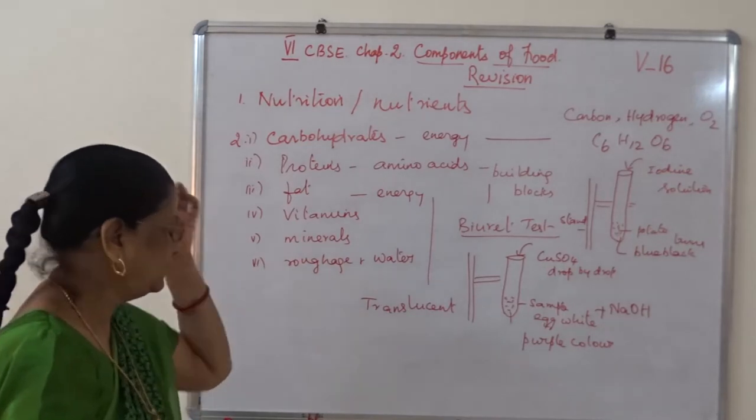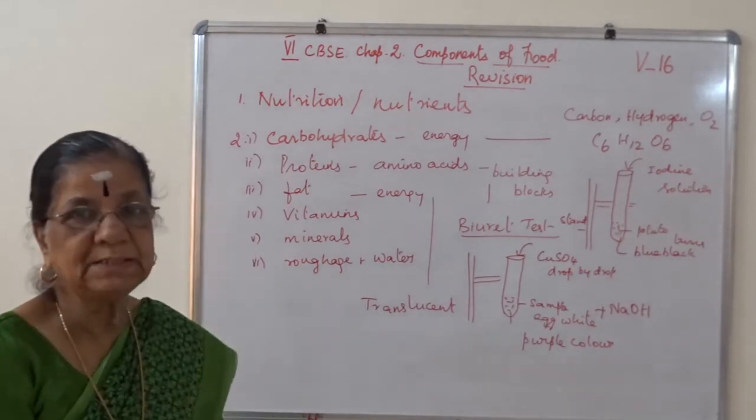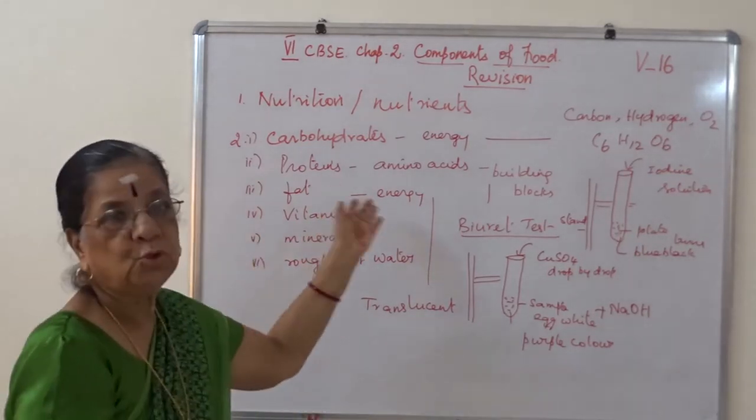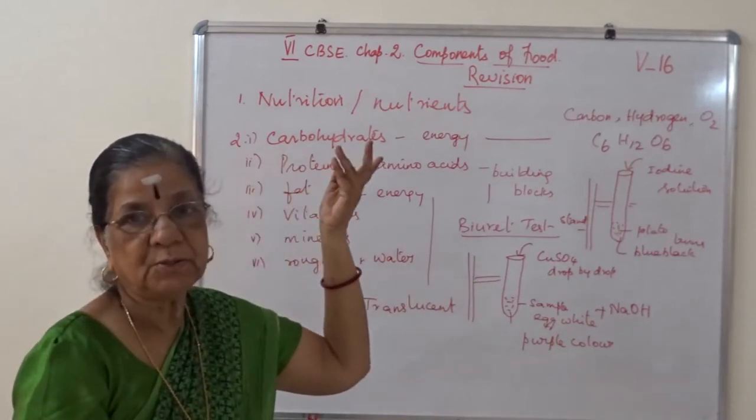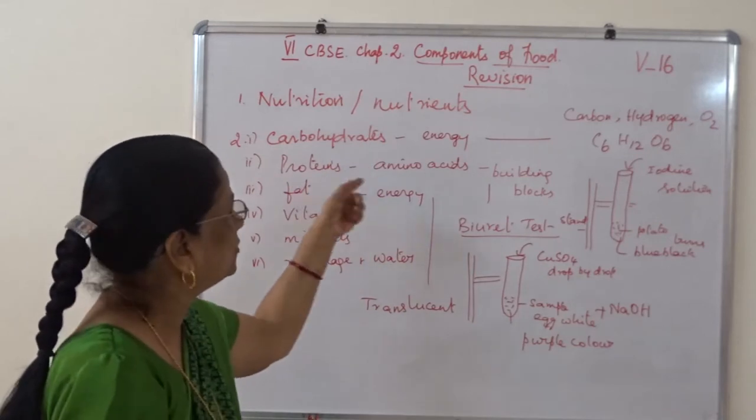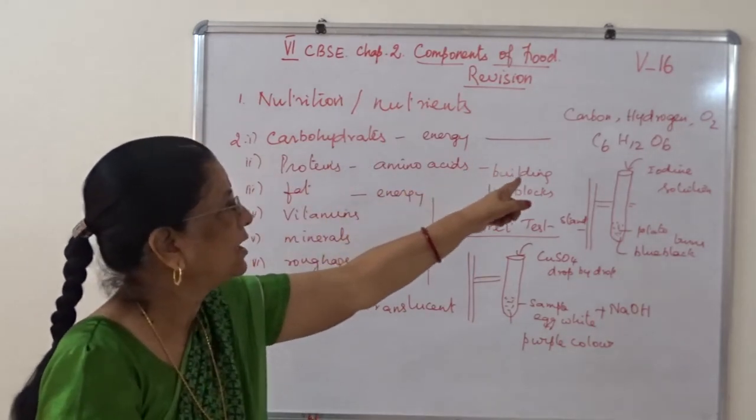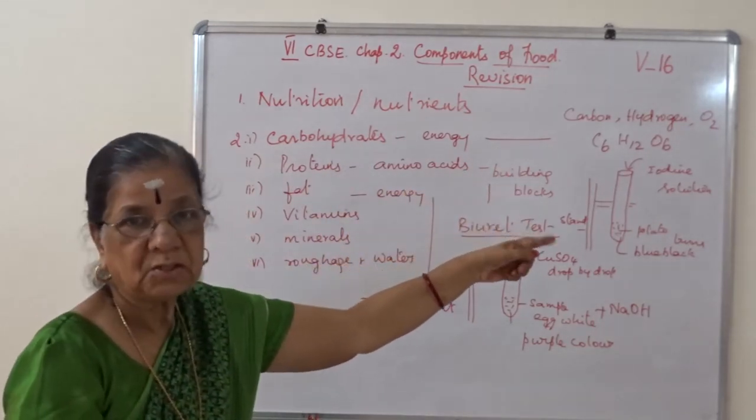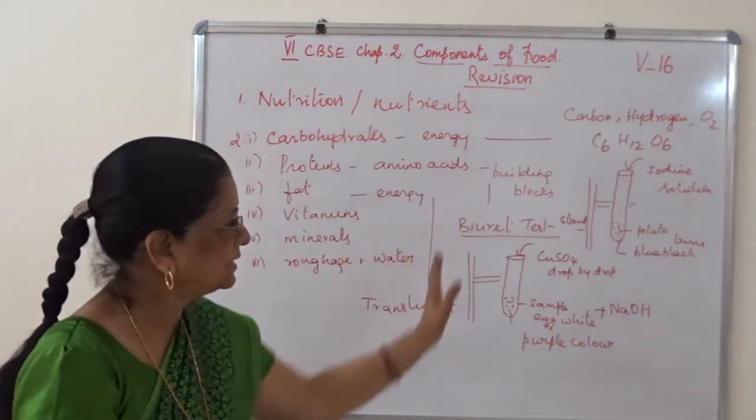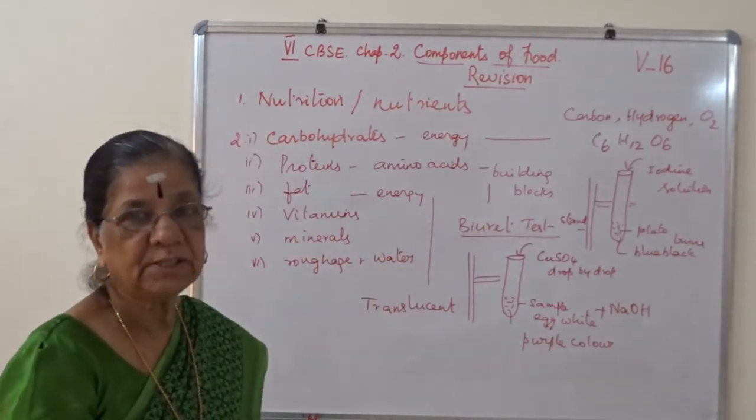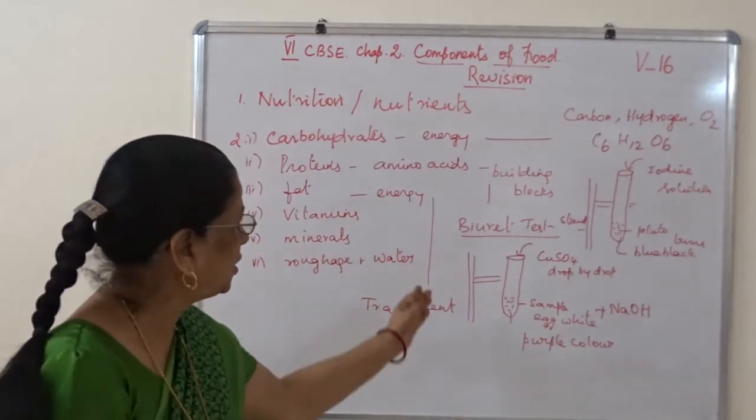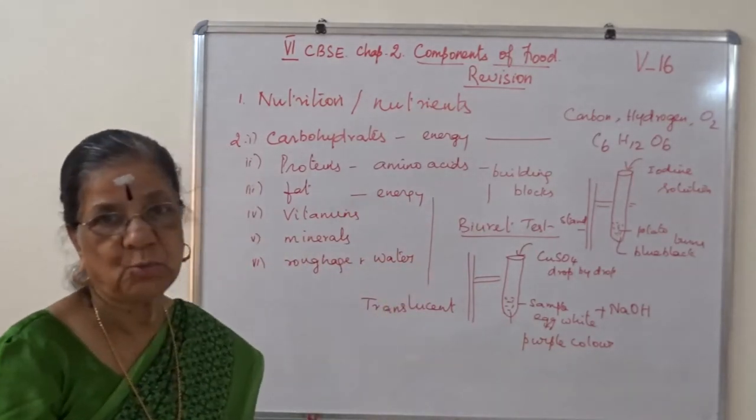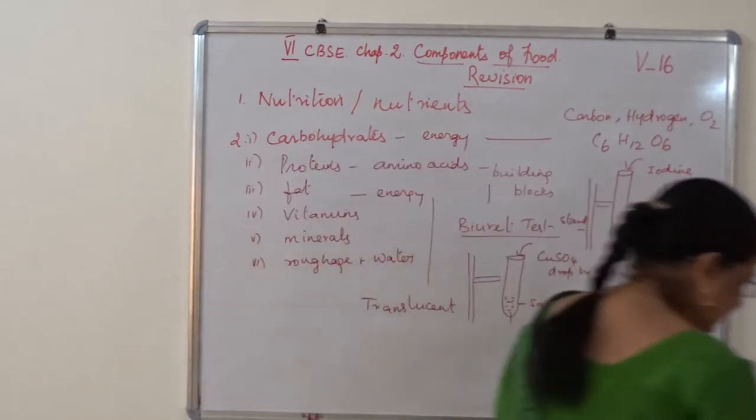Then vitamins and minerals. Nutrition, nutrients: carbohydrate gives energy, with carbon, hydrogen, oxygen content. The test for starch is the iodine test. Protein is made of amino acids, the building blocks. And then fat, I have said.